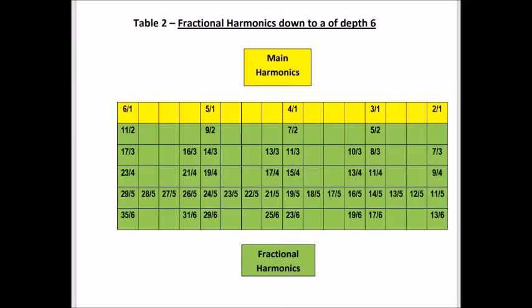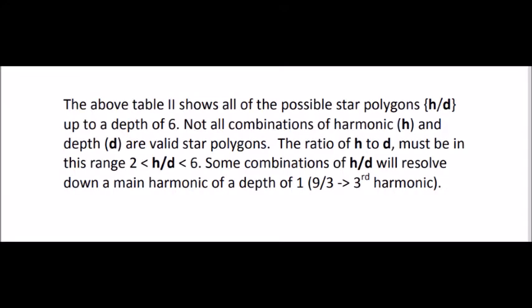Table 2 shows all of the possible fractional harmonics down to a depth of 6. There are actually an infinite number of fractional harmonics with even larger depths. However, not all combinations or mixed fractions of h and d are valid. The fractional harmonic must be in the range between 2 and 6. And some combinations resolve down to a fractional harmonic of a lower depth. And in addition, every fractional harmonic corresponds and defines a valid star polygon.